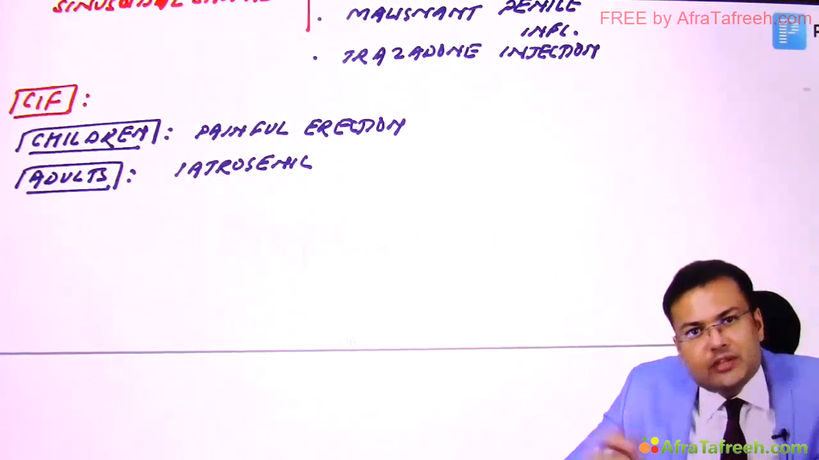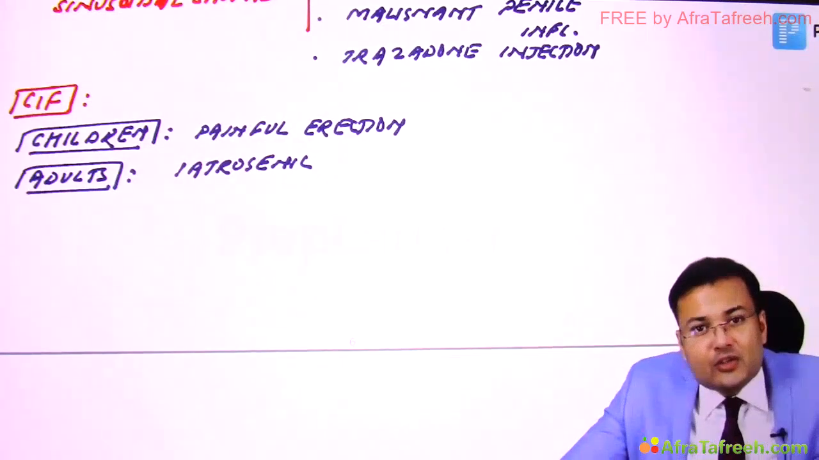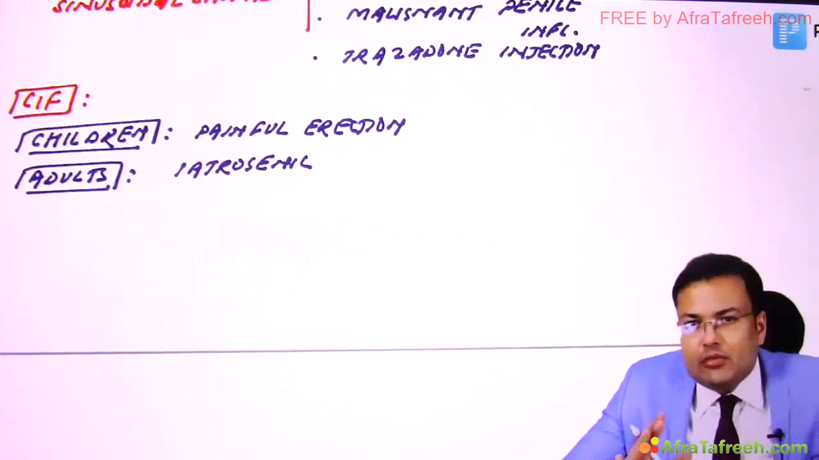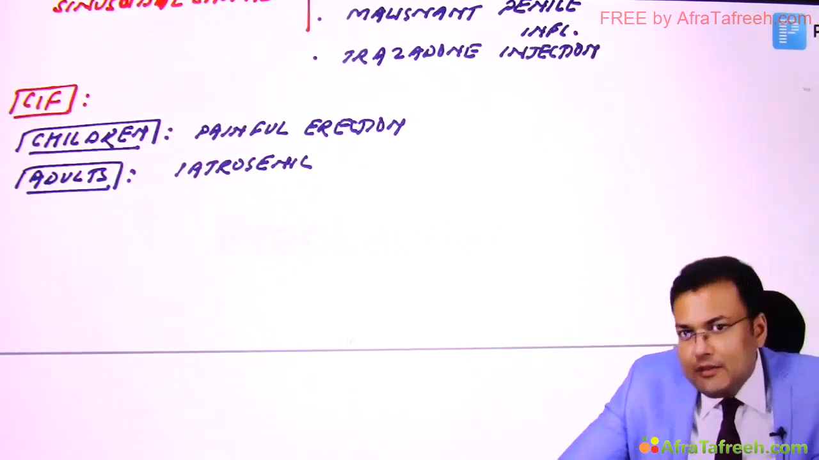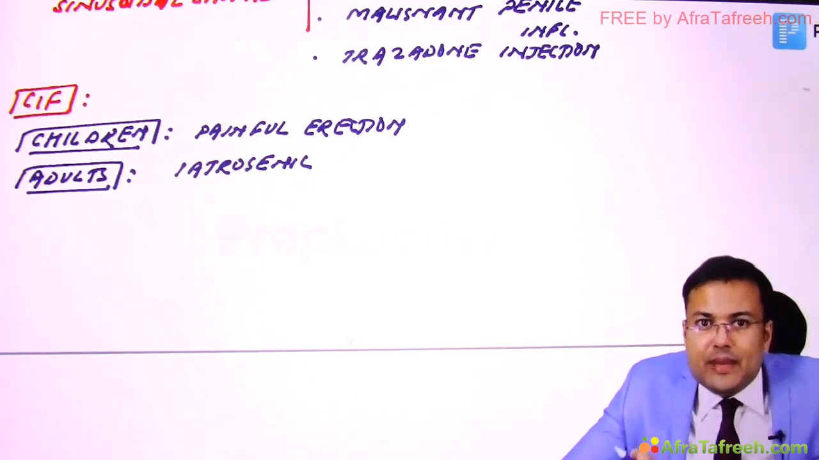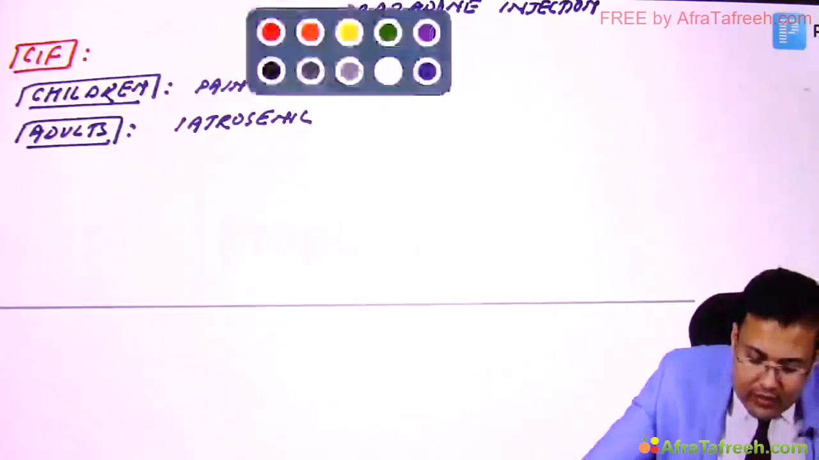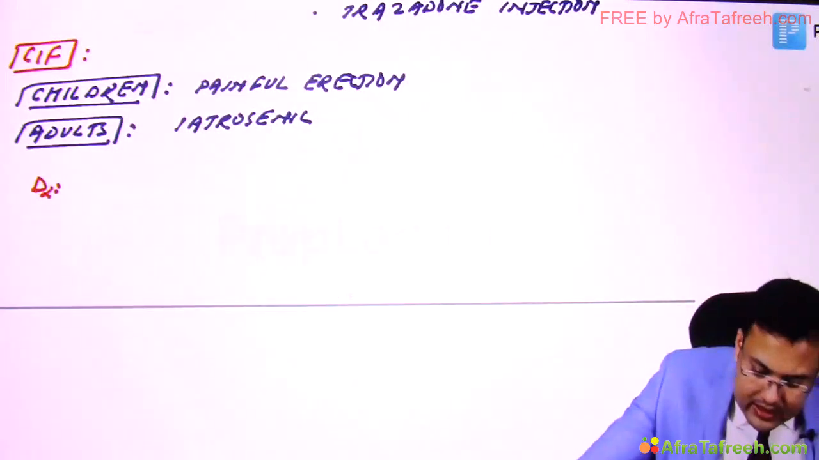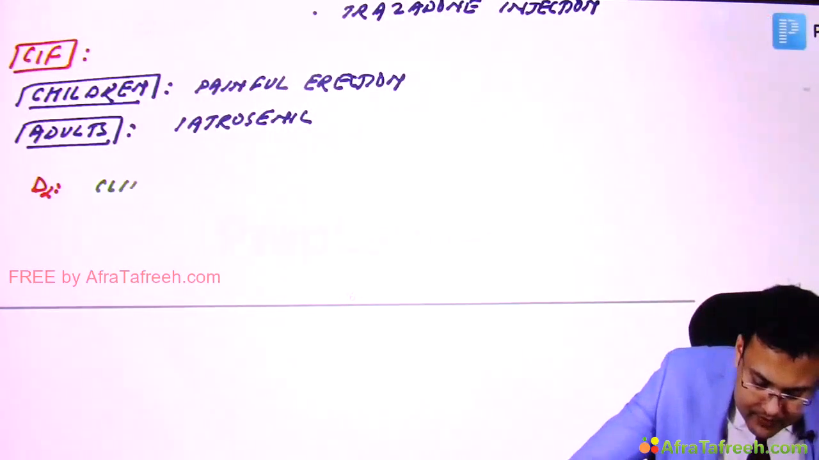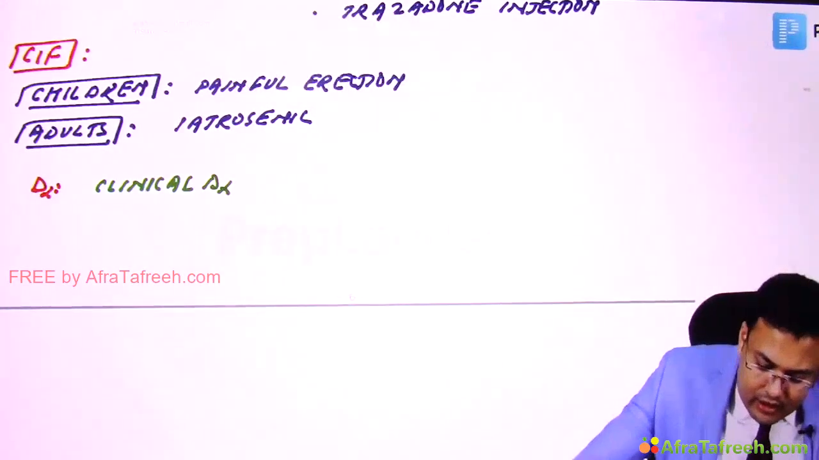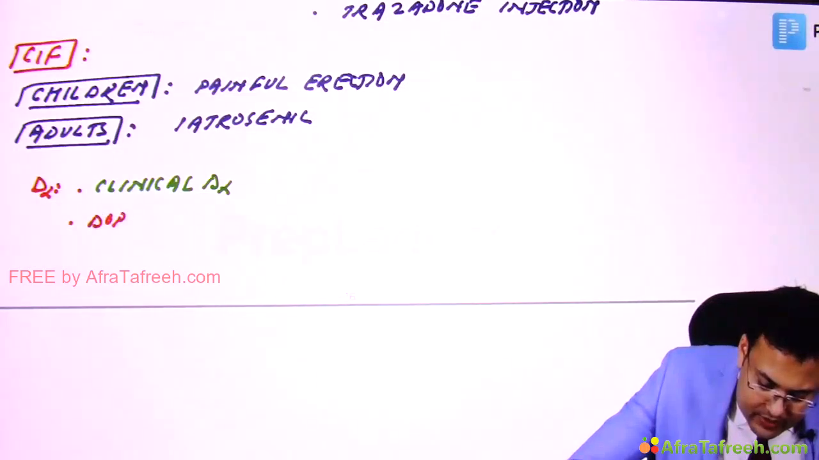Clear? So how you are going to make the diagnosis of priapism? Just by looking at the penis you can make the diagnosis. Clear? So it's clinical, but sometimes you have to confirm your diagnosis, so then you need Doppler. Doppler is helpful in diagnosis. Diagnosis is made clinically. It's clinical diagnosis, right? Doppler is helpful in diagnosis, so we can go for Doppler.